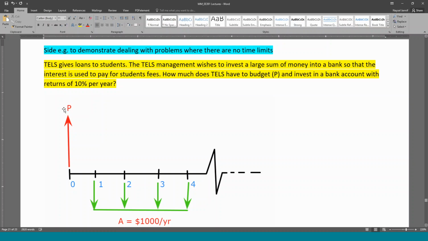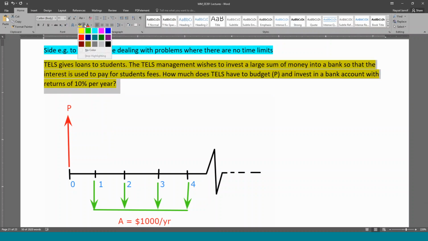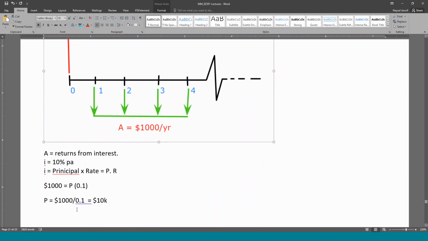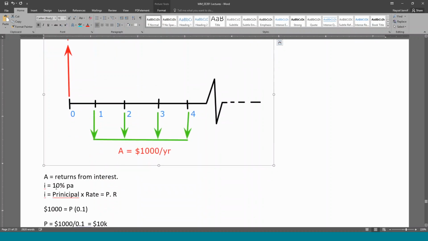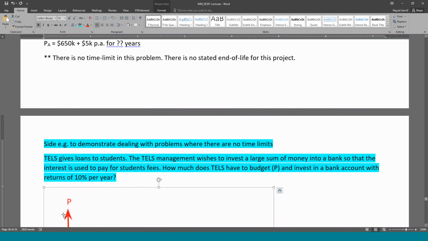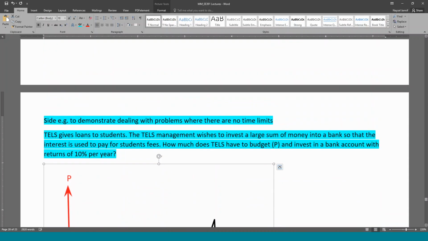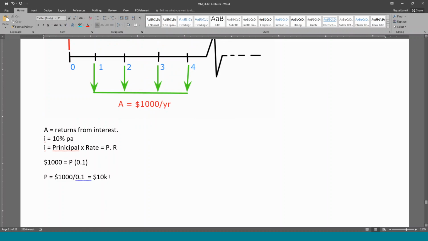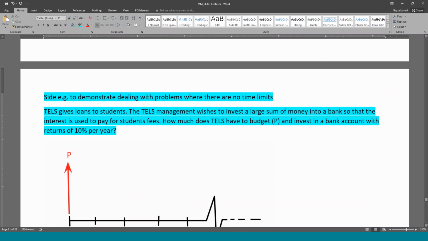In fact, this is the same way FNPF and all our superannuation bodies work. So if we look here, that $1,000 return per year will continue till infinity, as long as that particular bank is paying out 10% per annum. Now, let's flip back to this. We did this side example in order to demonstrate how we deal with situations where there is no time limit.